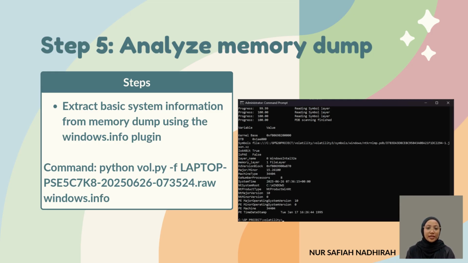As the result, we can see that the output confirms that the device is a 64-bit Windows 10 system with 8 processors. The machine type, which refers to the CPU architecture type, is 34404, which is x64 architecture, and the system root directory is C:\Windows.